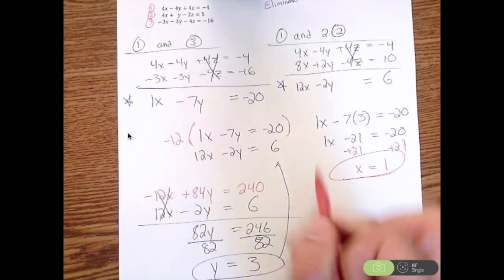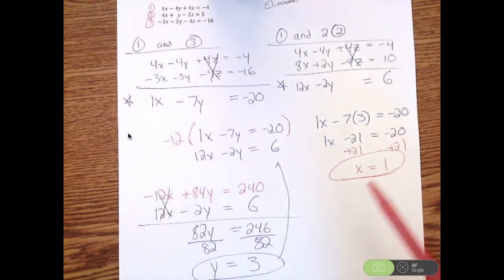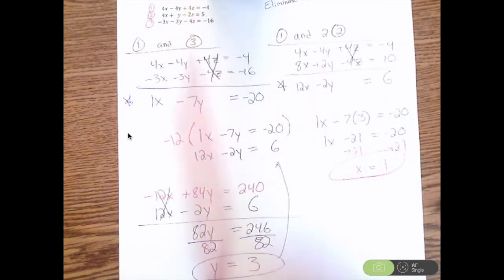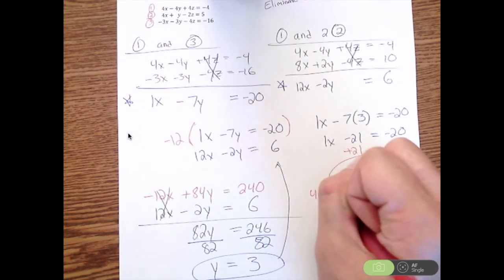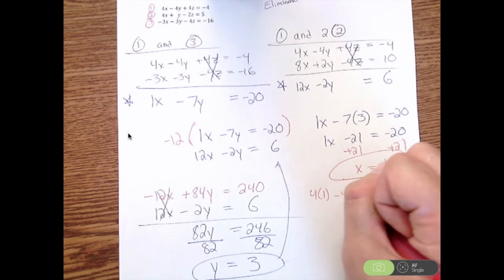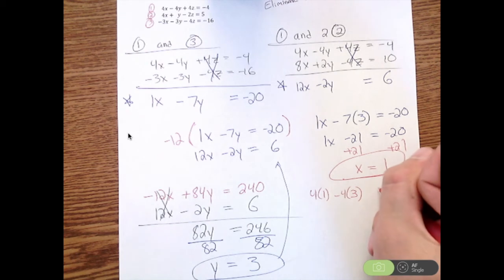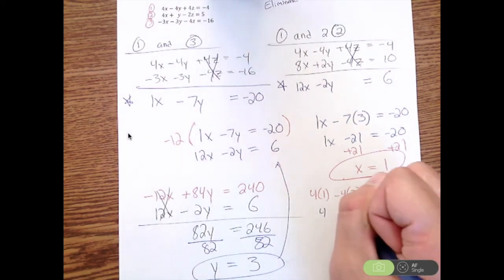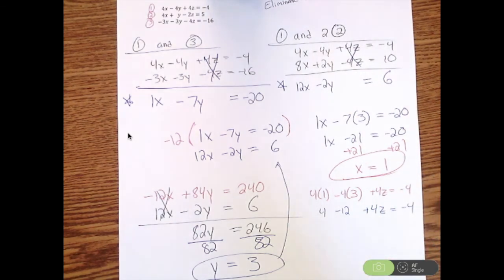So once you know one variable, go back to an equation with 2 variables. Once you know 2 variables, we're going to go back to an equation that has all 3 variables. So I'm going to use one of these 3. It doesn't matter which one. I'm just going to use the top one. So I'm going to have 4 times 1 minus 4 times 3. So I plugged in my 1 and my 3 plus 4z equals negative 4. So that's going to give me 4 minus 12 plus 4z equals negative 4.